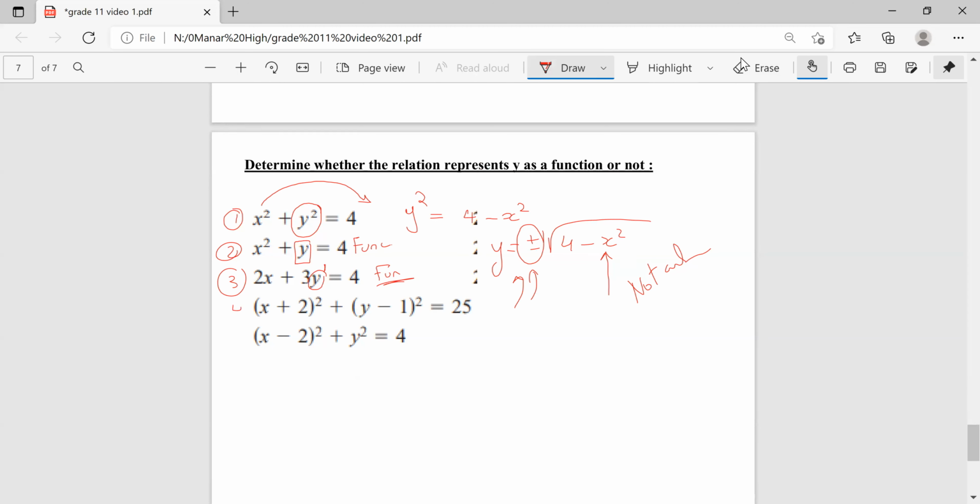Okay, here, number 4 and number 5. You should be smart without trying anything. Do you remember which function or which relation it is? It is the equation of a circle. It is the equation of a circle. And a circle for sure is not a function.